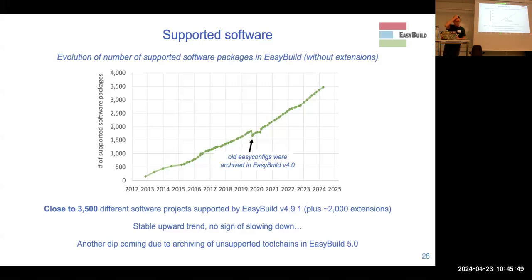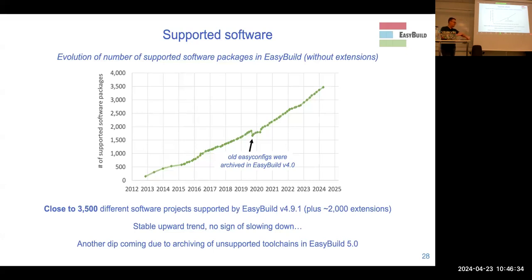All right. And jumping ahead, supported software. This graph keeps scaring me, because this line is just straight going up. We're now very close to 3,500 supported software projects in EasyBuild without extensions. So anything we install as an extension on top of something else, all these Python packages, all these R libraries, all these Perl modules, are not really counted in these 3,500. You can easily add 2,000, maybe more, to that number to get a total number of software projects we support. It's pretty insane, right? And it looks like it's not slowing down. With every release, we're adding about 100 new projects that we support.